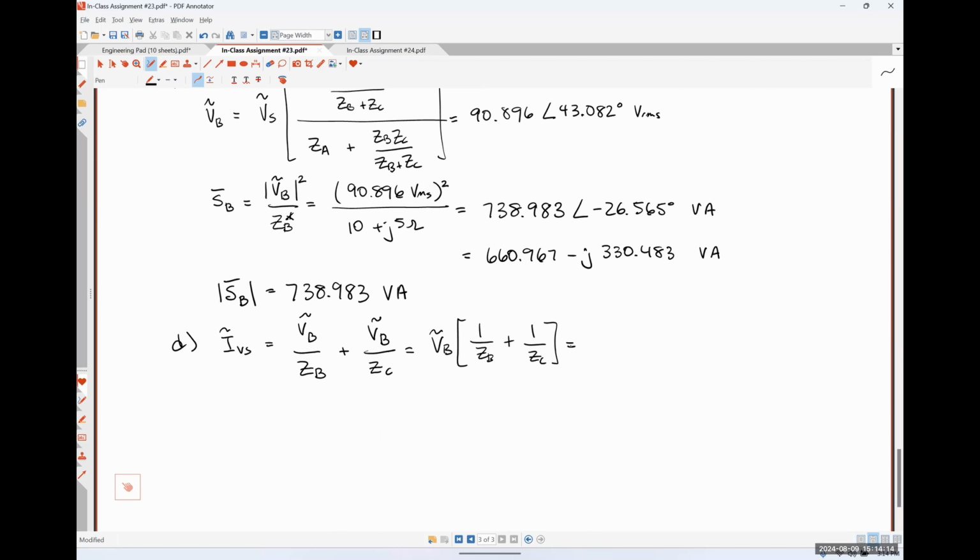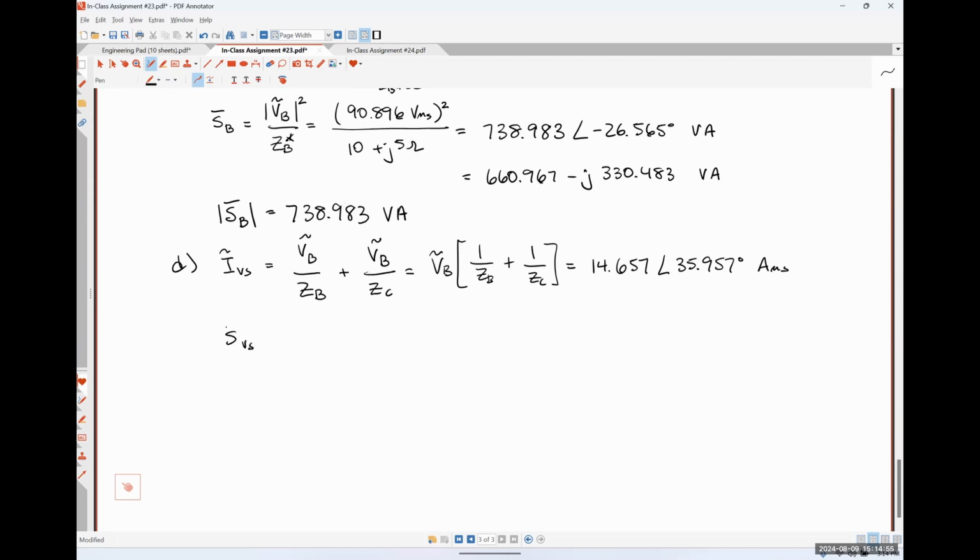So I have VB stored in my calculator as X. So that's going to look like X times 1 over B plus 1 over C. And I got a current of 14.657 with an angle of 35.957 degrees amps RMS.